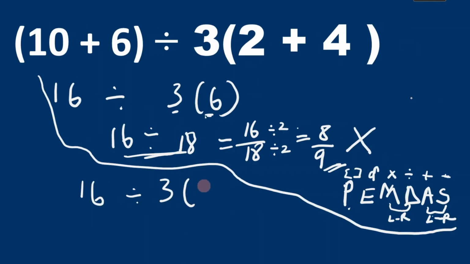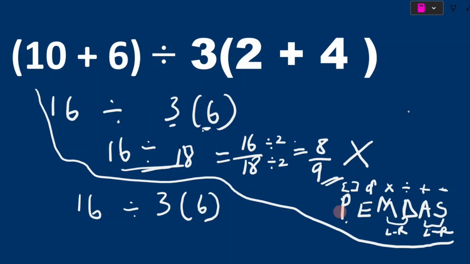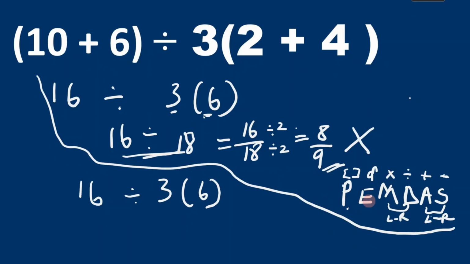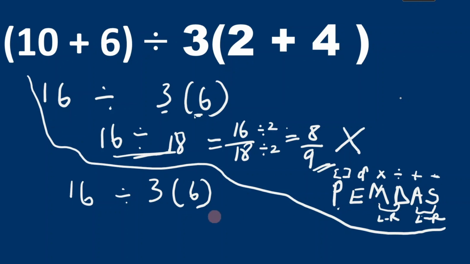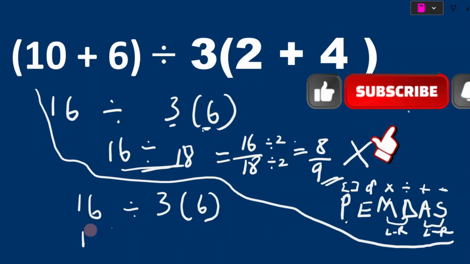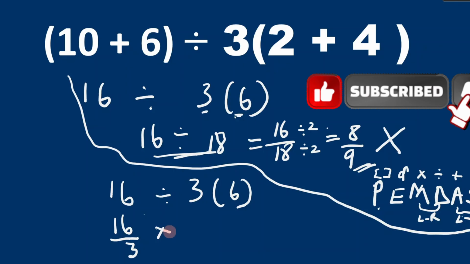This bracket is 6. Remember our order of operation, PEMDAS. After the parenthesis, we have exponent. We don't have an exponent in our expression here, but we have multiplication, because this 3 is multiplying the bracket. Multiplication and division operate at the same level, but you solve from left to right, depending on the one that comes first. So if we rewrite this expression, we will have 16 divided by 3 multiplied by 6.